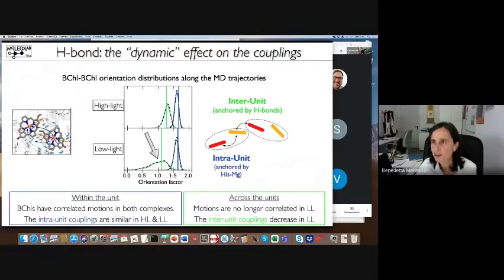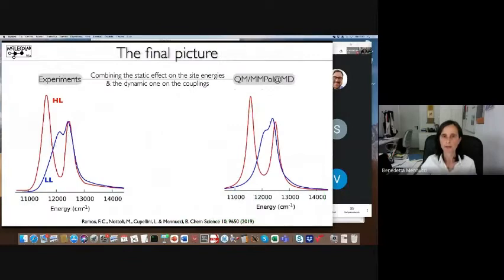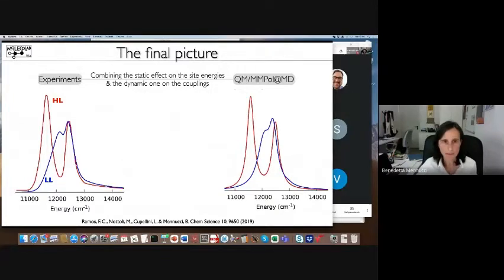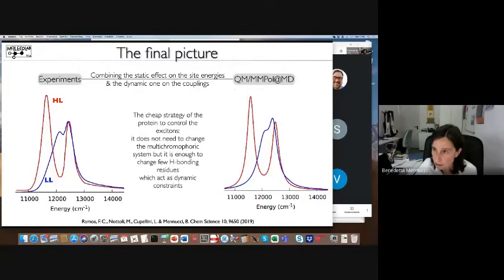So if you take into account this dynamic effect and recompute the excitons, what you get is the following. On the left, there is the experiment. Here it is in centimeters^-1, before it was in nanometers. In red, you have the high light form. In blue, you have the low light form with the blue shift. And on the right, you have the simulation, including both the static and dynamic effects I have just presented. So the conclusion from a biological point of view: the cheap strategy used by the protein to control the exciton is not to change the multichromophoric system, but just to change a few residues which interact through hydrogen bonding with the bacteriochlorophyll. And so through this hydrogen bonding effect, the protein controls the position and the nature of the excitons. So it controls the energy transfer process.